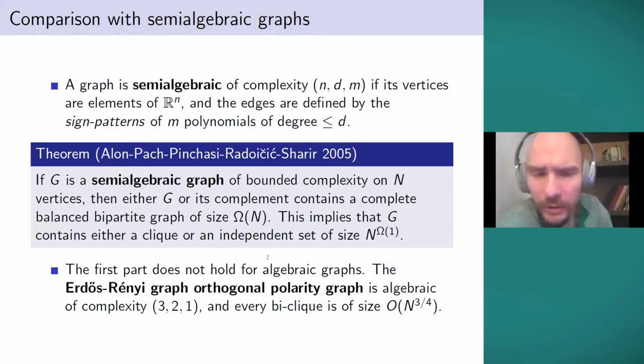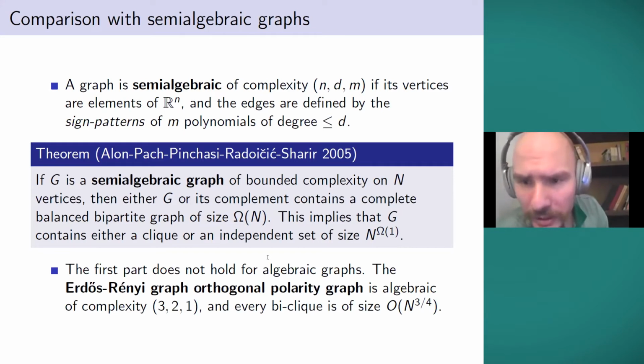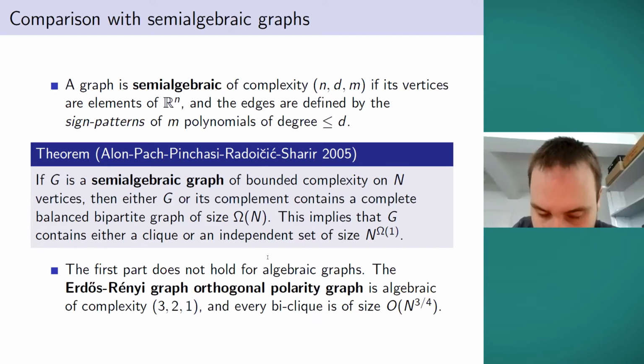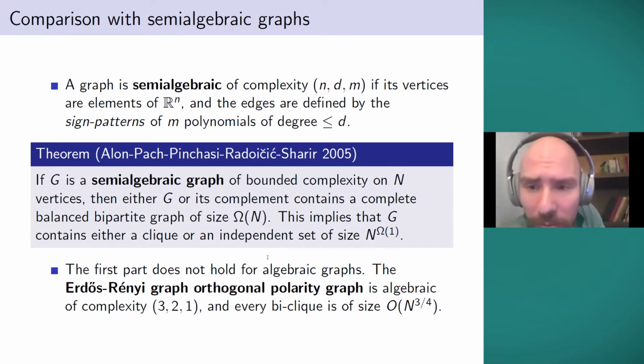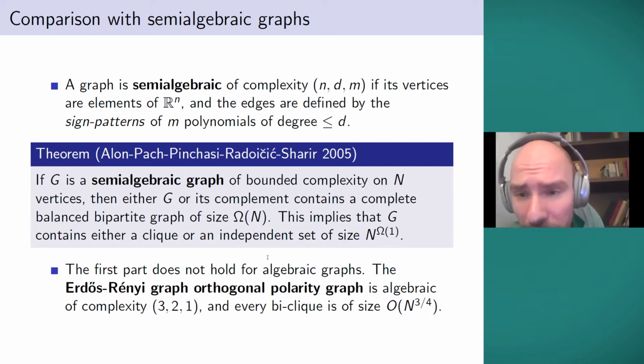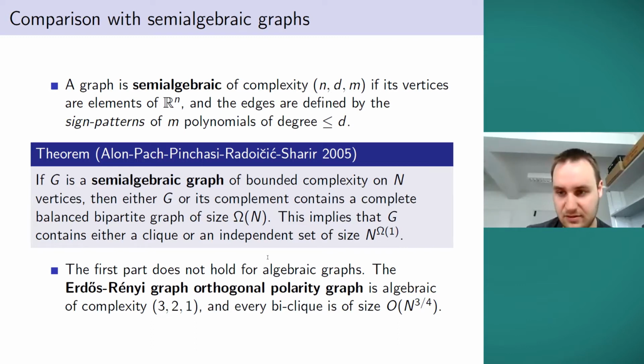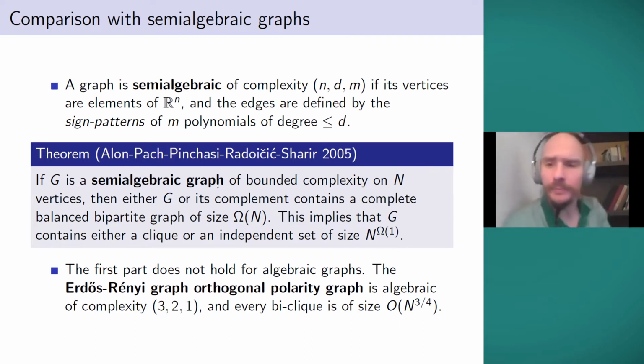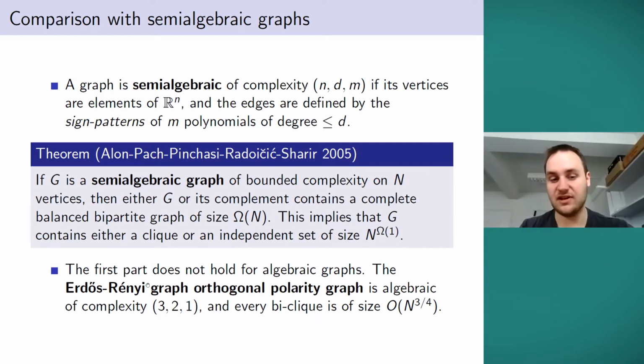István, do I understand correctly that the key point there is that the points are in Rn? Sorry? Do I understand correctly that the key problem or difference is that the points lie in Rn, not in arbitrary fields? Yes. Yeah, so this Erdős-Rényi graph is defined over a finite field of prime characteristic.